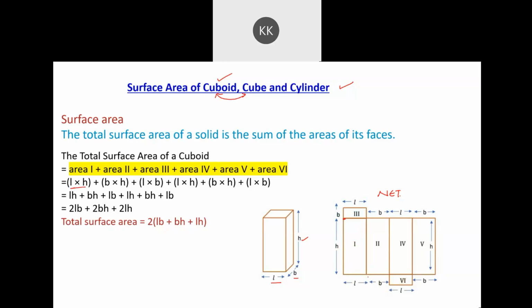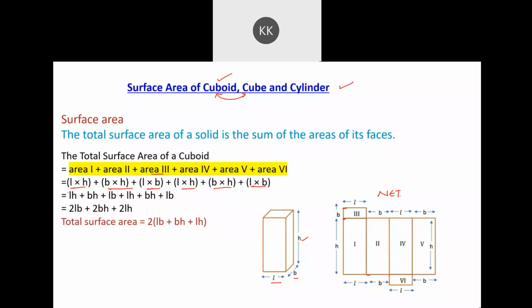The area of the second figure is B multiplied by h. The area of the third figure is L multiplied by h. The same is the case with the fourth figure. The area of the fifth figure here is B multiplied by h. And the area of the sixth figure is L multiplied by B. Here the area of the other base is also L into B. Hope it's clear to you.